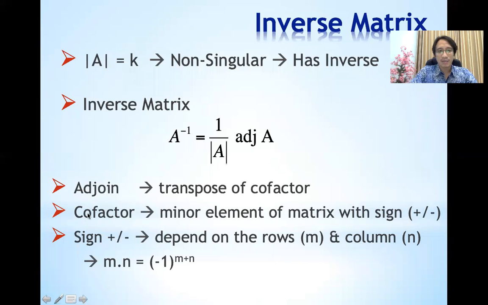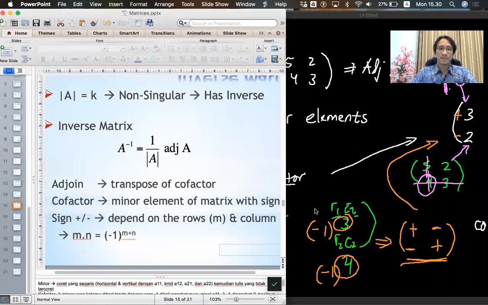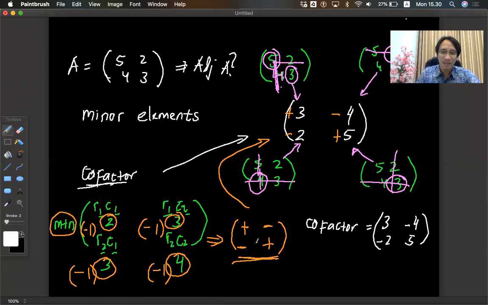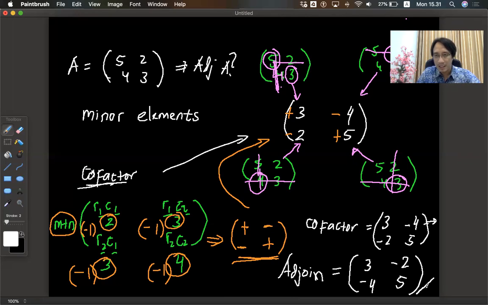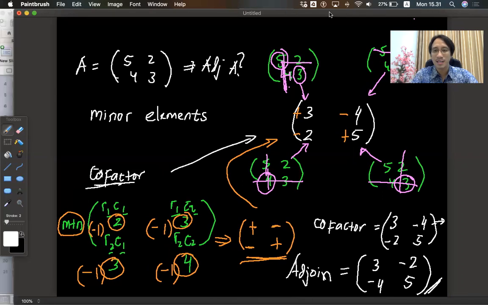And then we can find the adjoint based on the cofactor with transpose. So the adjoint is the transpose of the cofactor. The adjoint of A is the transpose of the cofactor. We need to transpose it: row becomes column. 3, minus 4 and minus 2, 5. So this is the adjoint: 3, minus 2, minus 4, 5.